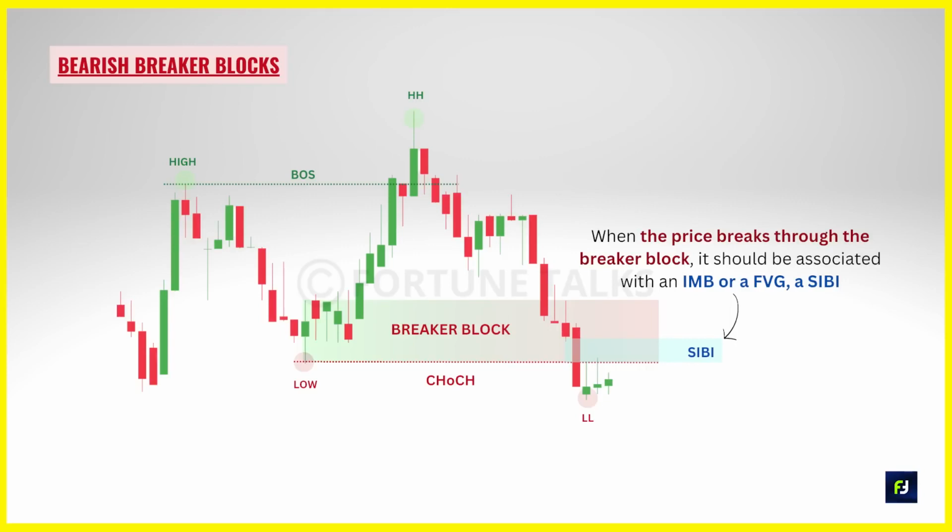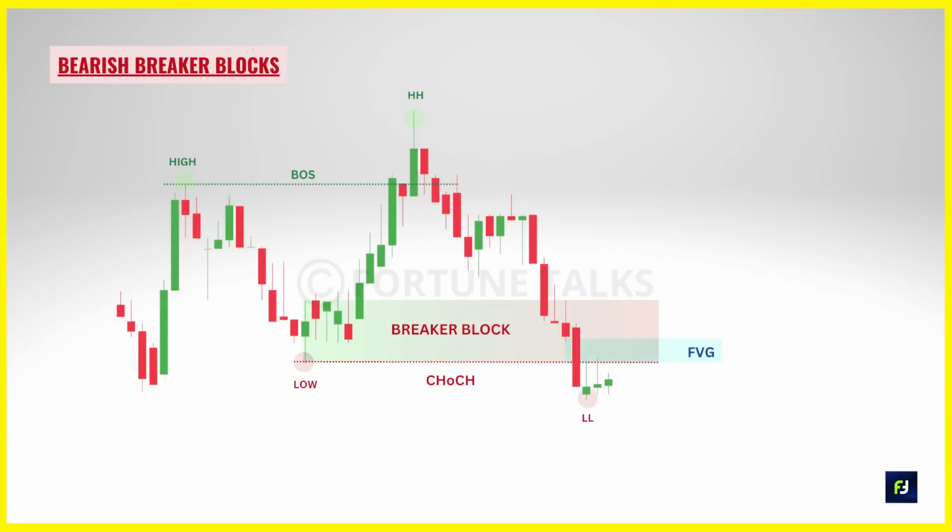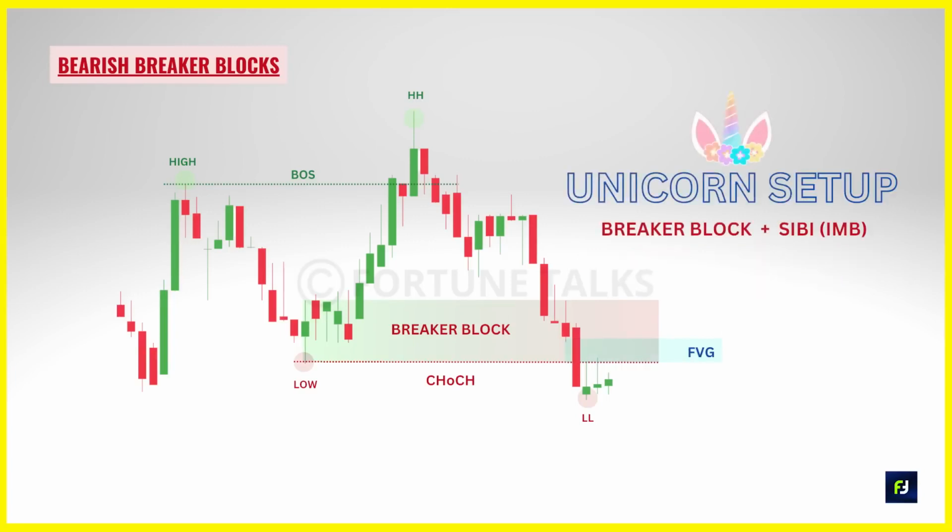If a sell side imbalance is generated during the breakout below the breaker block, this will become a high probability setup because it gives price more reason to retest our breaker block, as the price imbalance needs to be filled in order to make the market efficient again. This setup is known as the unicorn setup.